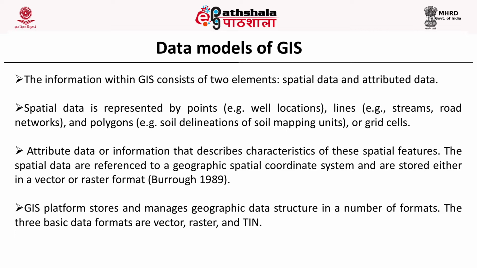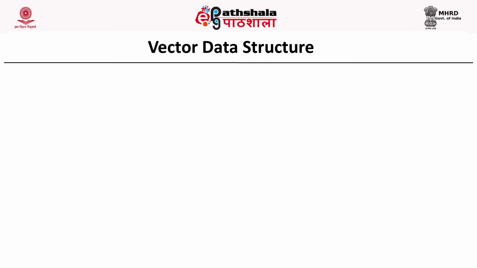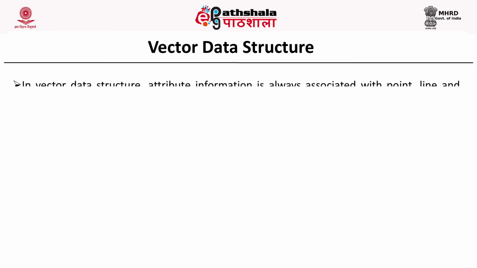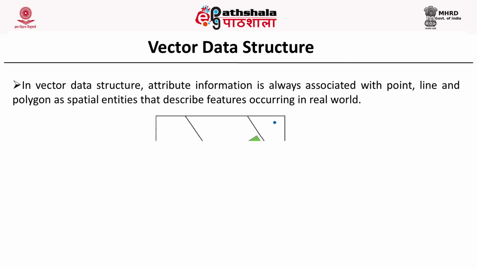The GIS platform stores and manages geographic data structure in a number of formats. The three basic data formats are vector, raster, and triangulated irregular network, called TIN. Now coming to the vector data structure. In vector data structure, the attribute information is always associated with point, line and polygon as spatial entities that describe the features occurring in the real world.